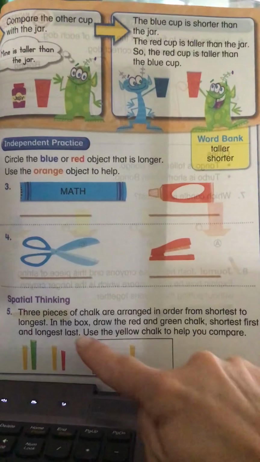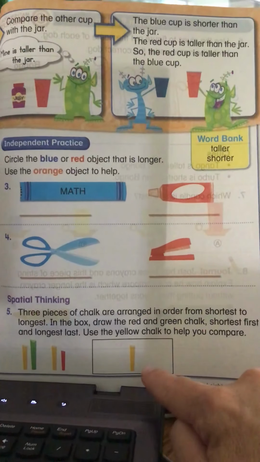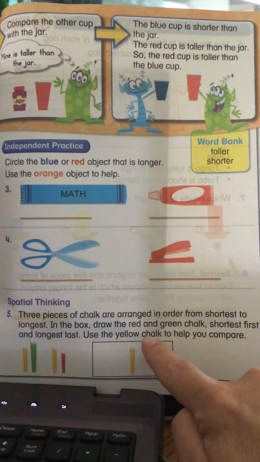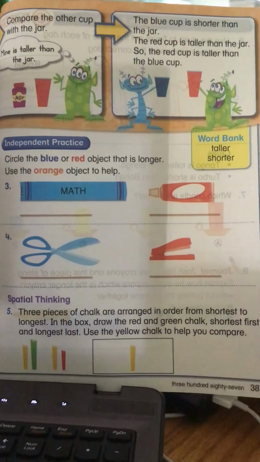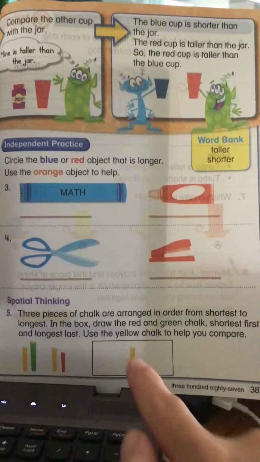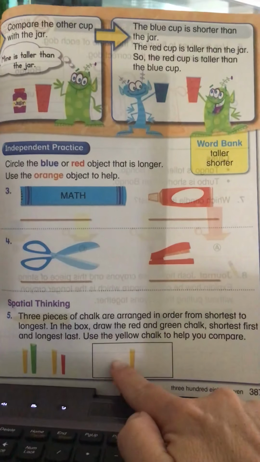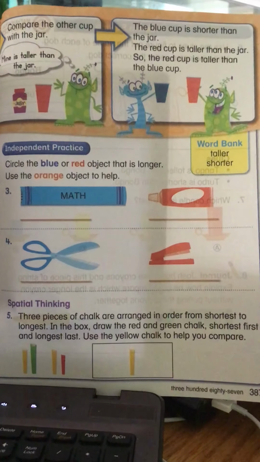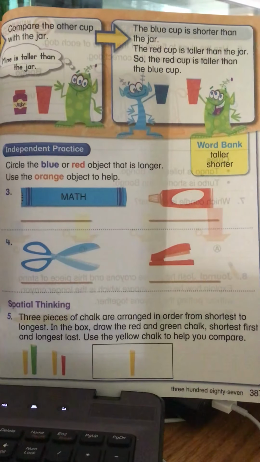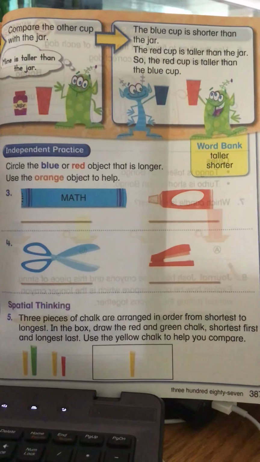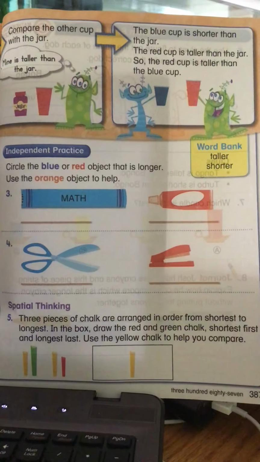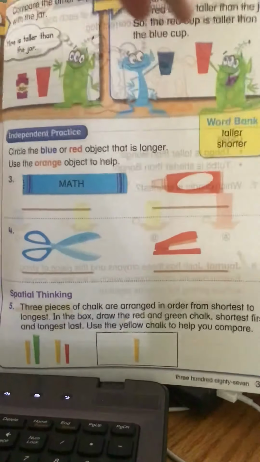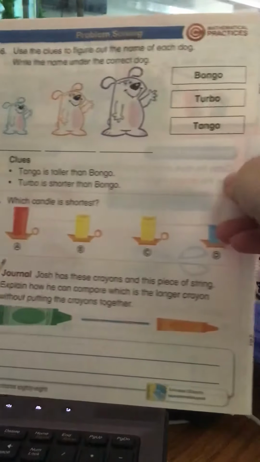And if you have green at home, you can draw the green chalk on this side at the end and make it taller than the yellow. So make it go up higher. So you're going to draw the red chalk over here, shorter, and the green chalk over here, taller. When you are ready, turn to the back page.